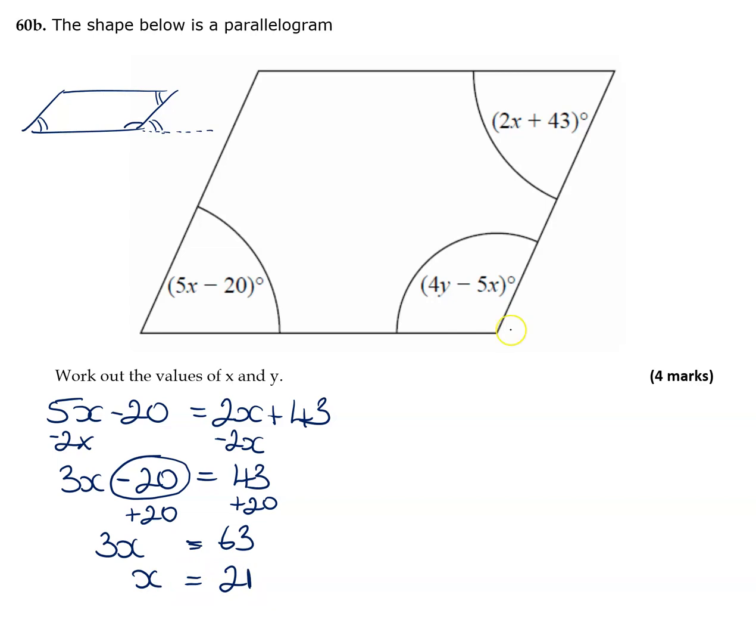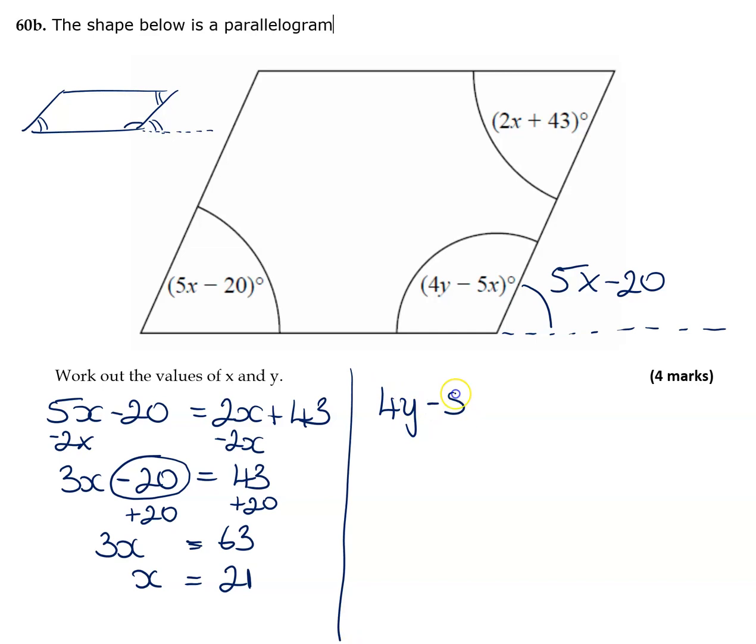Now my other fact is, I know this angle is also equal to 5x take away 20, because these two are corresponding angles. I've just slid this angle here, and I've slid it across, and it ends up here. So I'll put a line down the middle. I know that 4y take away 5x plus 5x take away 20 is 180.